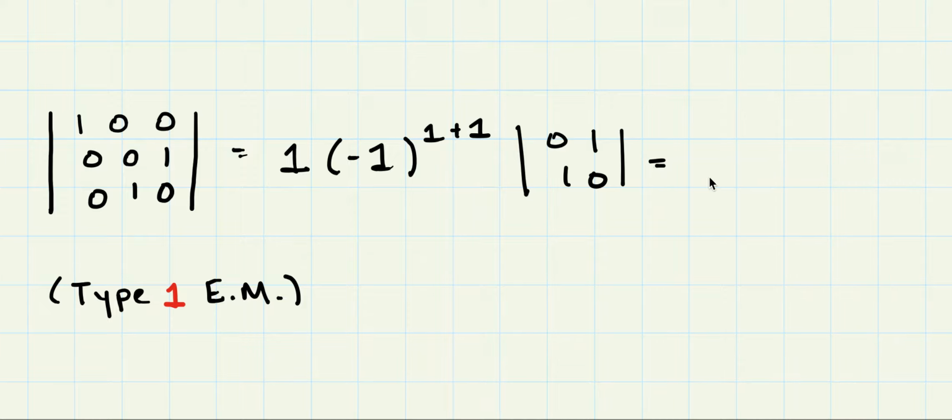So if we cancel this out, this is negative 1 to the 2, which just becomes 1. So this is 1 times 0 minus 1. We get negative 1. So the determinant of this particular type 1 elementary matrix is negative 1. And it turns out that any type 1 elementary matrix, its determinant is also negative 1.